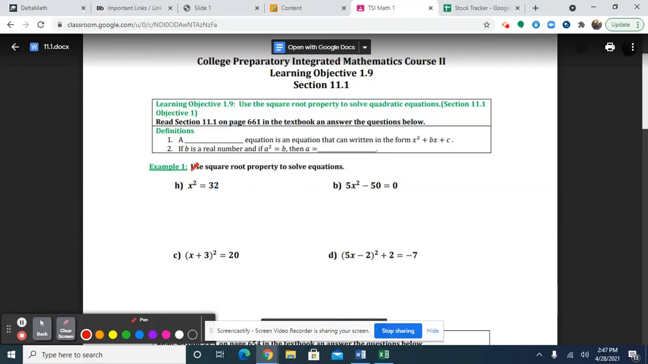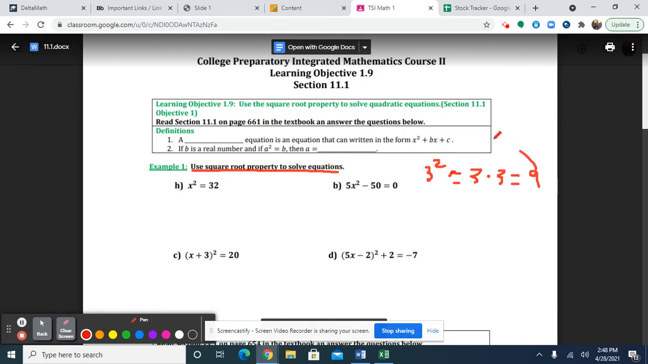All right, so now we're going to go ahead and use the square root property to solve equations. Okay. So the square root property, all it means is that if we're going to cancel out the square, we need to do the opposite of squaring. Now, if you remember, when we square something like 3, that's the same thing as saying 3 times 3, which is equal to 9.